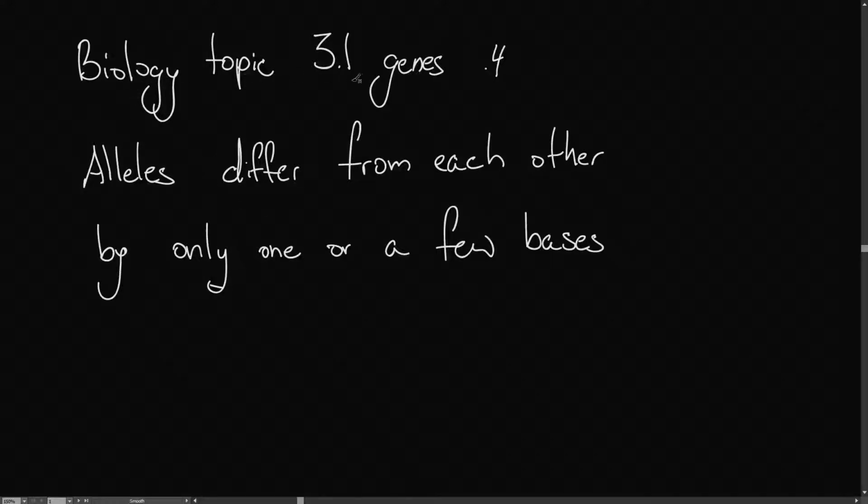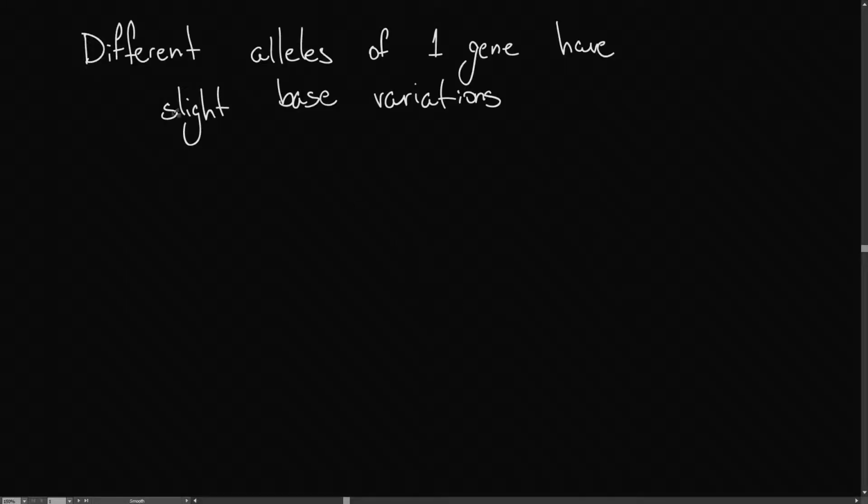Biology, topic 3.1, genes. 4. Alleles differ from each other by only one or a few bases. Here we'll be talking about how alleles are different by a few bases. And in this case, the bases are A, T, C, and G. And these are the bases we talk about when we talk about DNA.